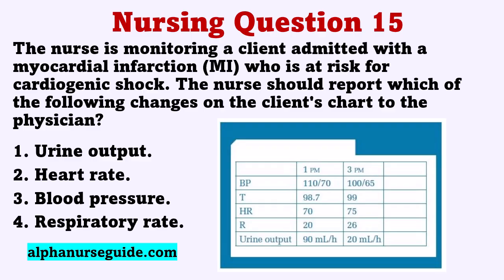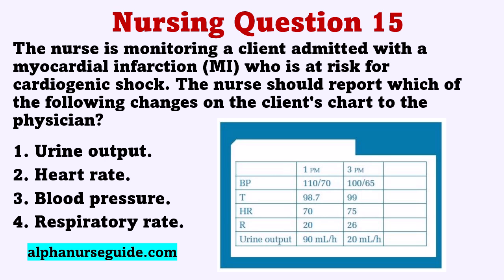The nurse is monitoring a client admitted with a myocardial infarction who is at risk for cardiogenic shock. The nurse should report which of the following changes on the client's chart to the physician? 1. Urine output. 2. Heart rate. 3. Blood pressure. 4. Respiratory rate.